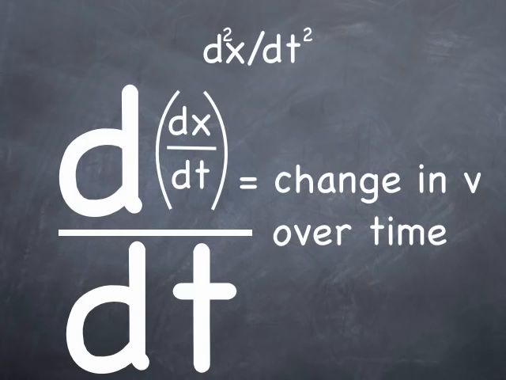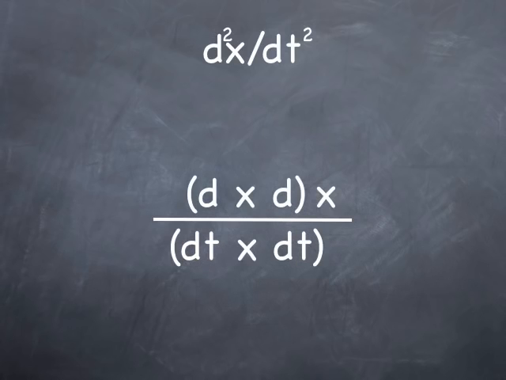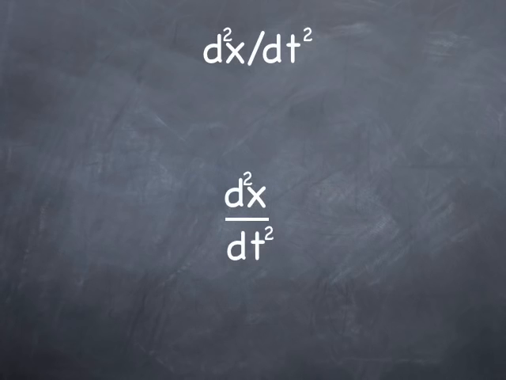There are two derivatives there. This is why it's called the second derivative. Again, it is the change in time of the change in time of the position, or the change in time of the velocity. If we rewrite this horizontally, we get d/dt times dx/dt. Remove the parentheses, regroup, and we have d times d over dt times dt, which becomes d squared x over dt squared.